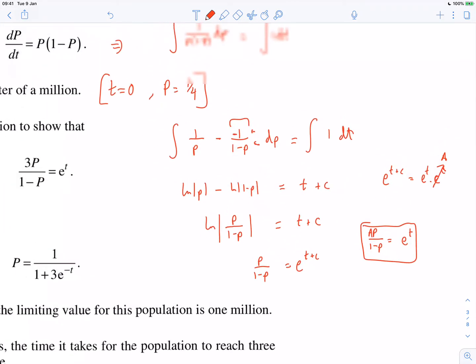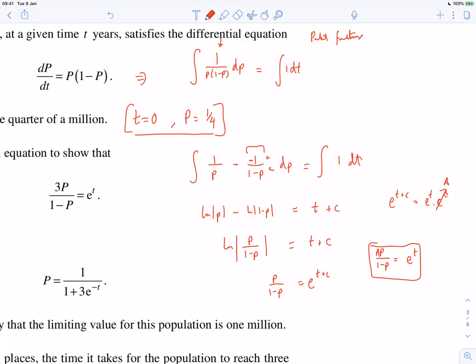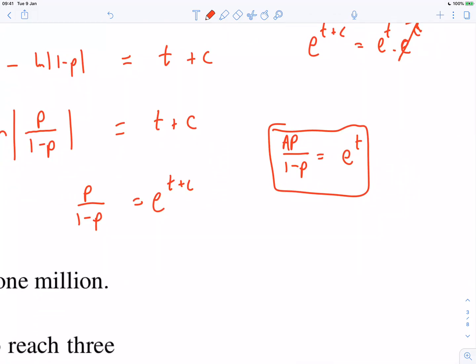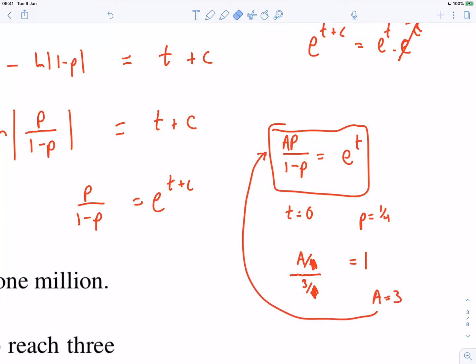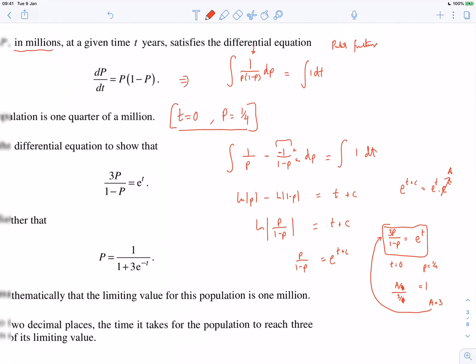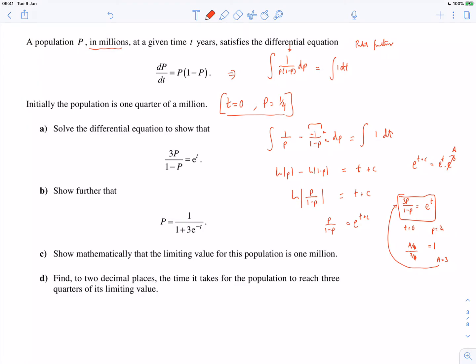Now, I know an initial condition, i.e. when t is 0, p is a quarter. So when t is 0, p is a quarter, we'll have e to the 0, which is 1, equals a times a quarter, so it's a quarter of a, over 1 minus a quarter, which is 3 quarters, times by 4 top and bottom over there. So I'll get a over 3 equals 1, so a equals 3, so then that means I can whack that into there like that. So actually I will get 3p over 1 minus p equals e to the t, which is exactly what we needed to show.